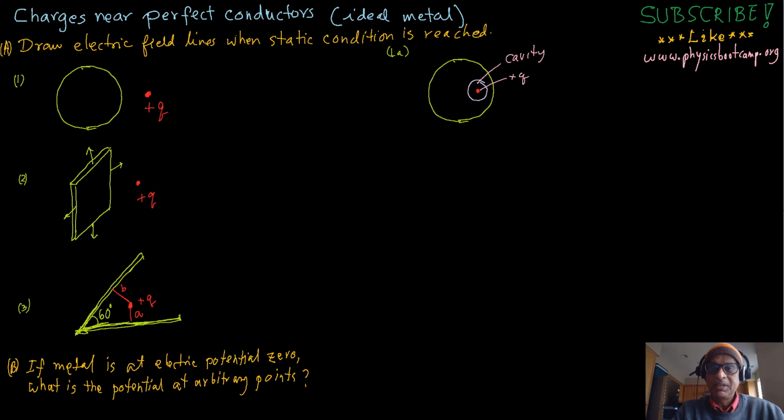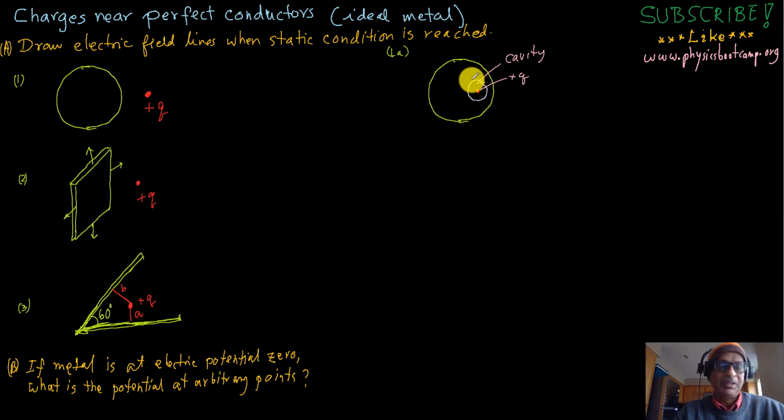So today we have a class of problems where you place a charge next to a metal sphere, a metal plate, maybe two metal plates touching each other at an angle. Maybe you have a metal sphere with a cavity, and you place a charge inside there. It doesn't have to be at the center, it can be off center here.